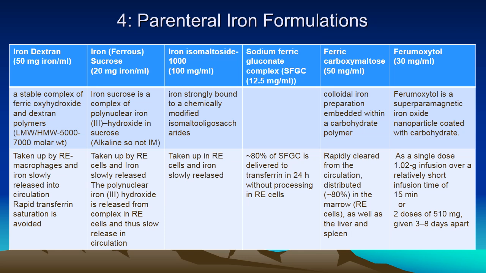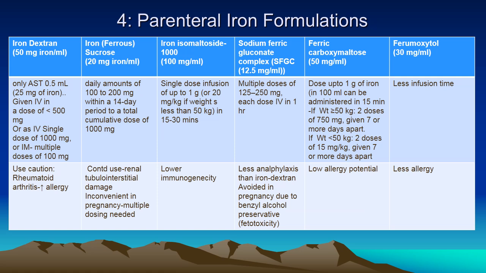Generally, these compounds are taken up by RE cells, macrophages, and then they release the iron slowly in the circulation. About 80% of sodium ferric gluconate complex transfers the iron in the blood without processing into RE cells. Similarly, ferric carboxymaltose is rapidly cleared from circulation and widely distributed into RE cells, the bone marrow, liver, and spleen. Now, characteristically, these drugs are given either as single dose or multiple doses.